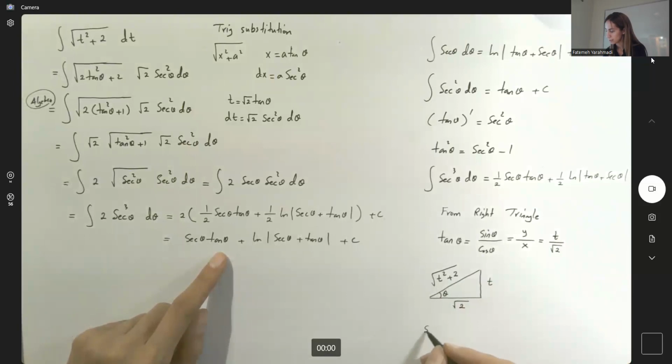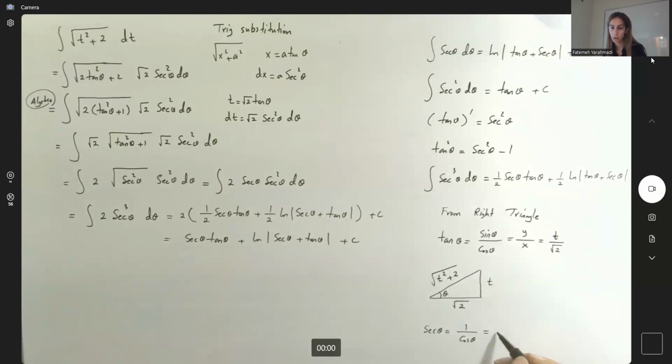Secant theta is equal to 1 over cosine theta. Cosine was x divided by r. So here you have r divided by x. What is r? R is the square root of t squared plus 2. And my x is just the square root of 2.